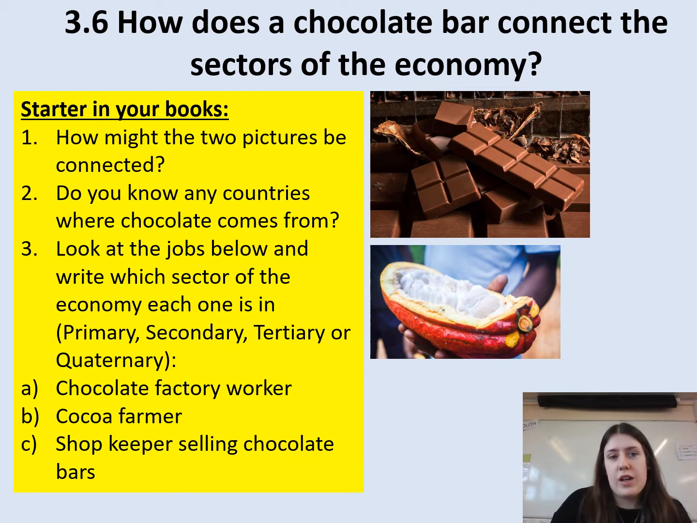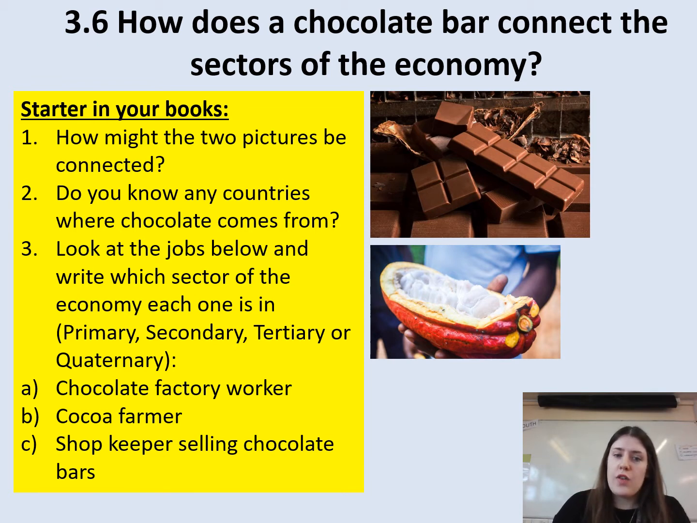So today we're going to be looking at how a chocolate bar connects the sectors of the economy. There is a link for a video to watch in the Google Classroom assignment. I want you to watch that and also answer the 3 questions. It probably will take you about 5 minutes, so pause here and answer the questions and we'll go through them.